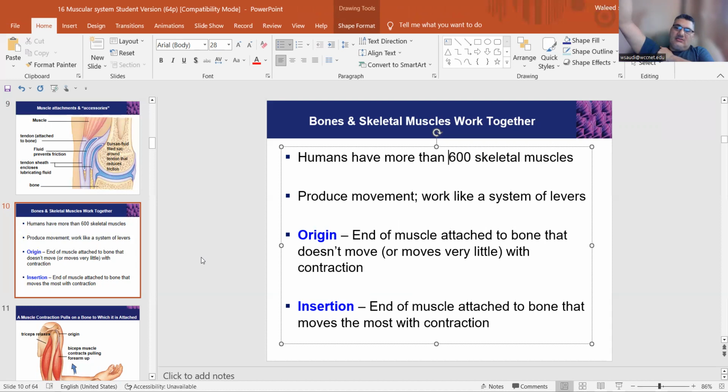What's the importance of that? Very important basics to know that the one end that doesn't move is called origin. The other end that moves, and it will end up moving one of these joints, we call that insertion. So origin is one end that attaches to the bone and does not move. It can move a little bit, but it's almost not moving. Insertion is the one that actually moves, and this is the one that makes the main contraction.